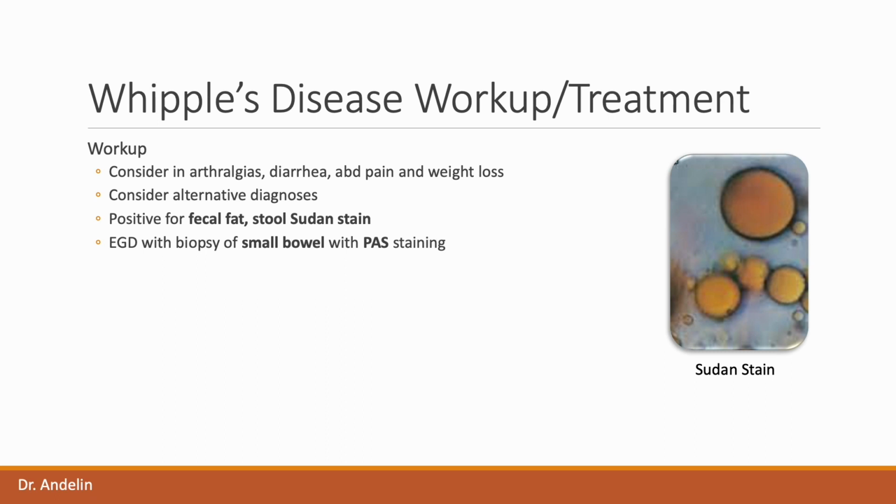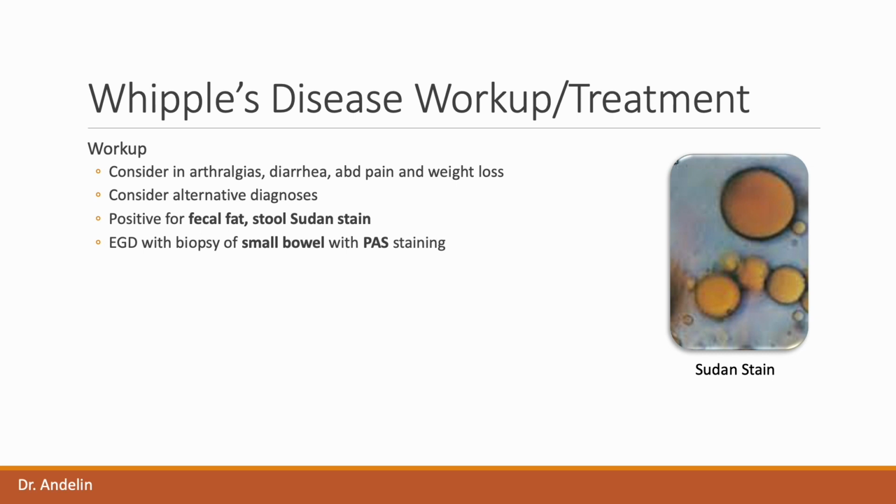One test that can suggest the possibility of Whipple's disease is fecal fat. Specifically, you can look at stool Sudan stain, which would indicate fat in the stool, as depicted in this picture. Fecal fat is not specific to Whipple's disease and could be positive in any disease that leads to fat malabsorption.